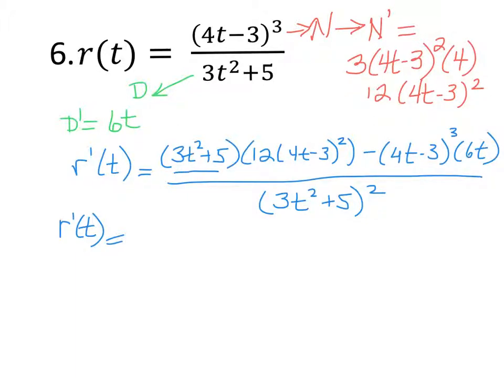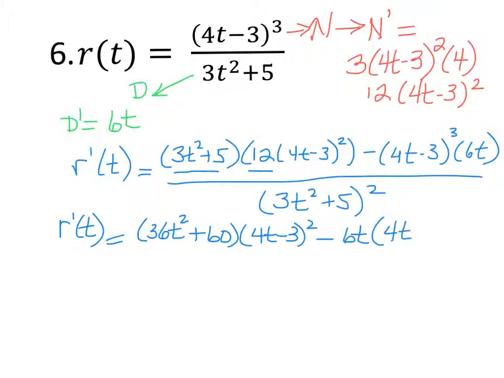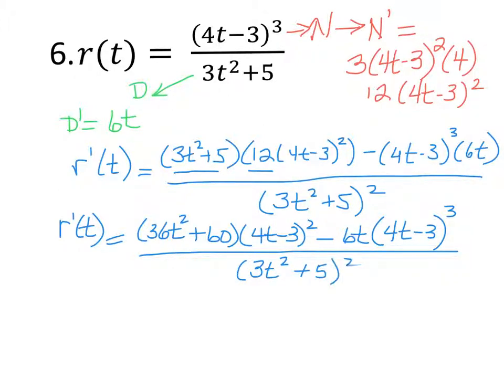So 3t squared plus 5 times 12 would give us, 3 12s is 36t squared, and 5 times 12 is 60, times (4t minus 3) to the second power, minus 6t times (4t minus 3) to the third power, divided by (3t squared plus 5) raised to the second power.